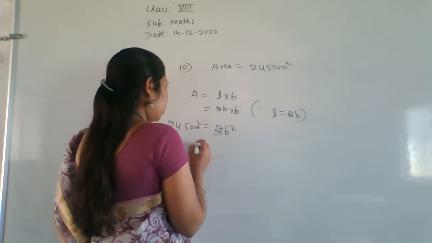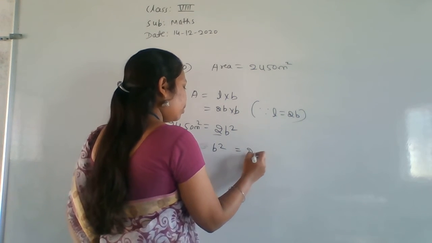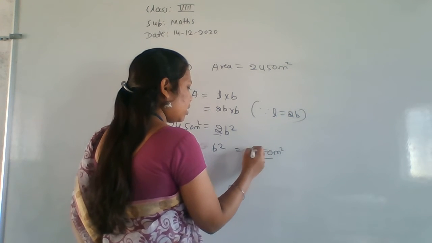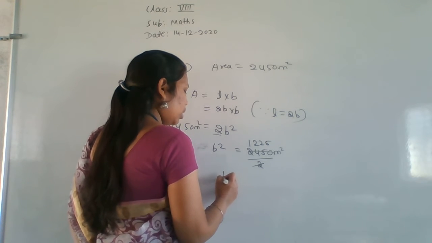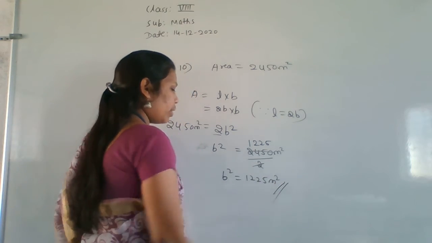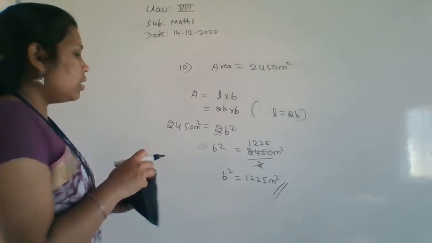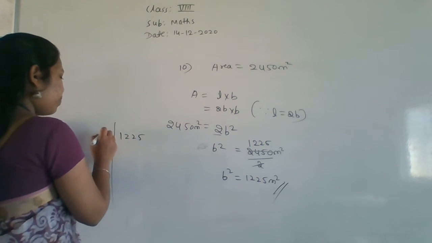Now take this to this side. That is b square is equal to 2450 meters square divided by 2. 2 ones are 2, 2 twos are 4, 2 fives are 10. So we are left with 1225 meters square. Okay. Now find the square root of this number. The square root of that number, 1225, is what we need here.